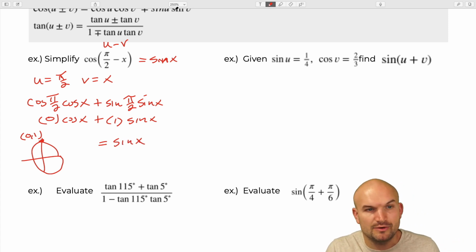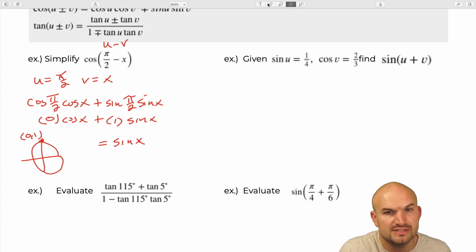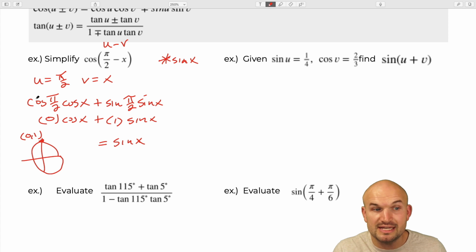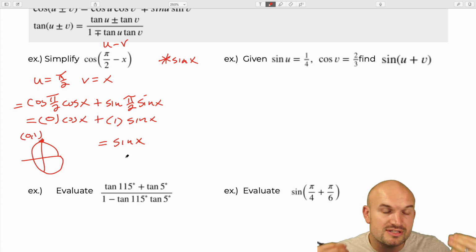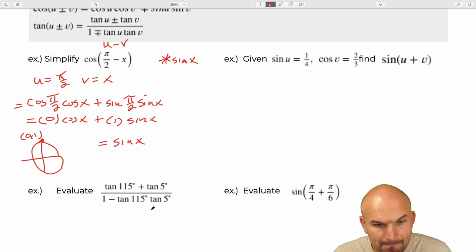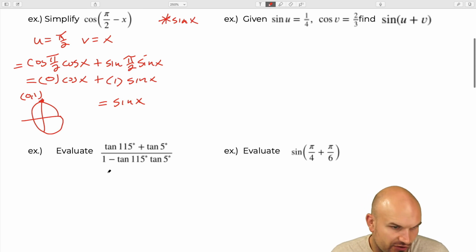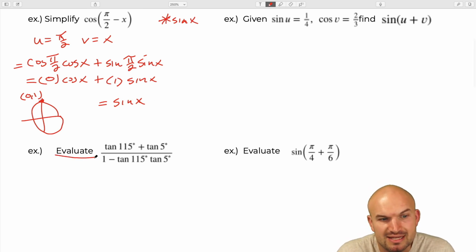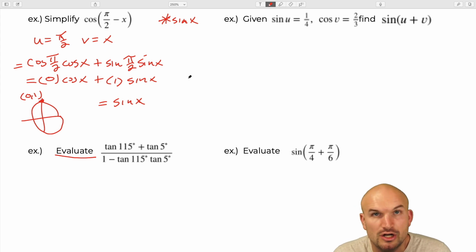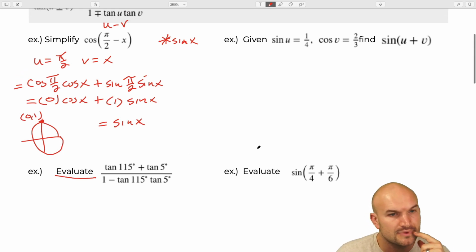We weren't evaluating; we already knew the answer was going to equal sine of x. And by using the formula, we got sine of x, which confirms that these formulas work. That's really helpful because, for instance, if I have tangent of 115 degrees plus tangent of 5 degrees, and it says to evaluate, how am I going to find the value of this? I have no idea what the value of tangent of 115 degrees or tangent of 5 degrees is. I don't have those values on the unit circle.